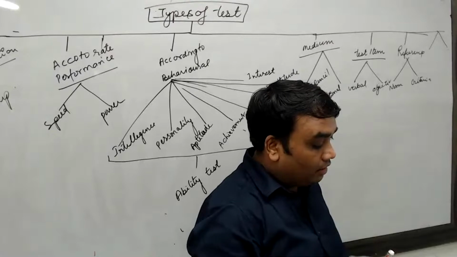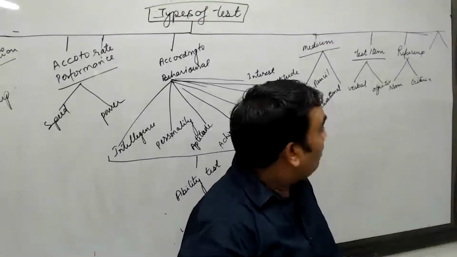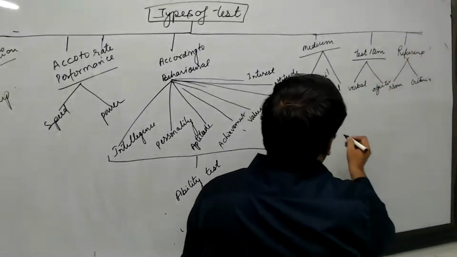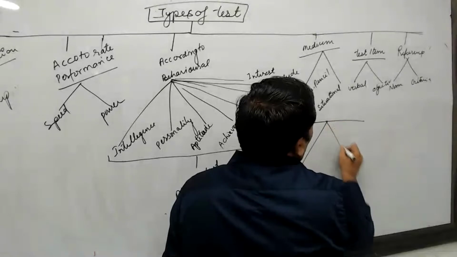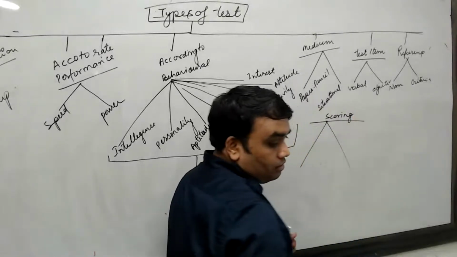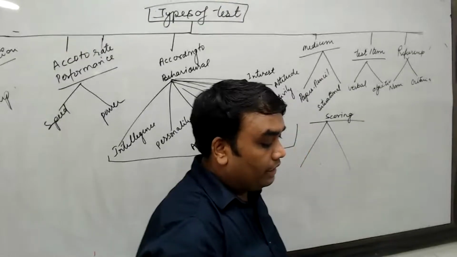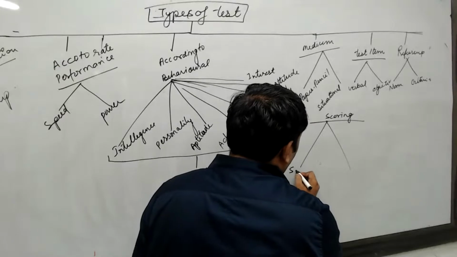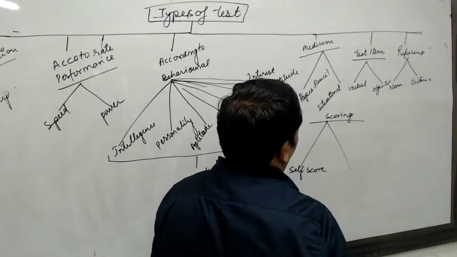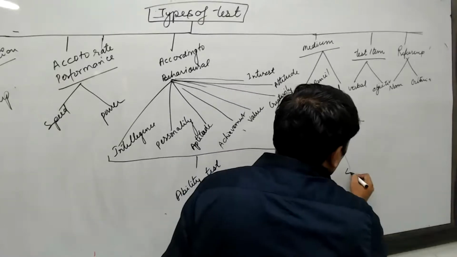References or interpretations, your norms with interpretations, or then scoring base is here. इसके नीचे लिख देता हूँ, right? Scoring base. On the basis of scoring, there is also different types of test. Self-score test and expert score test.